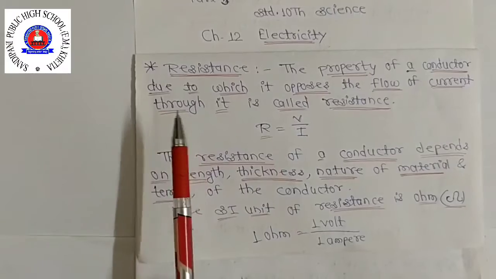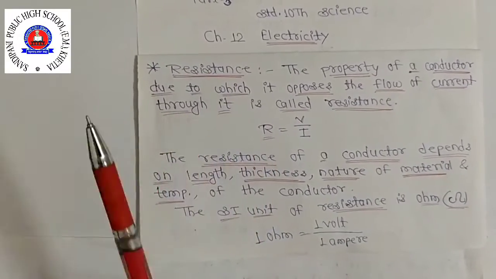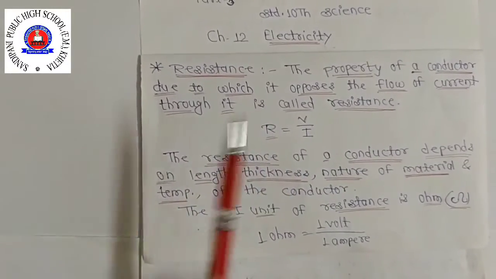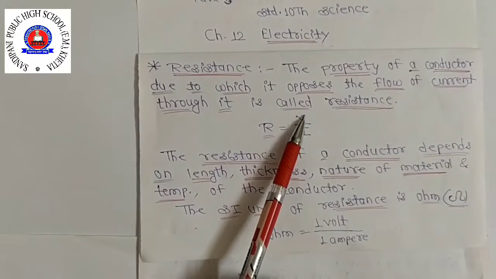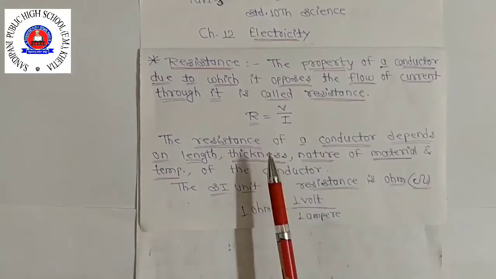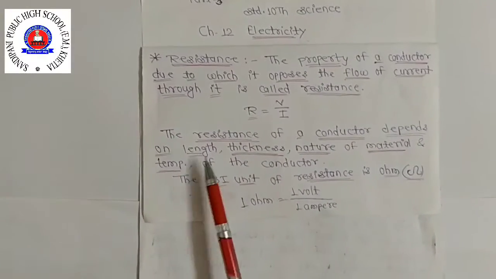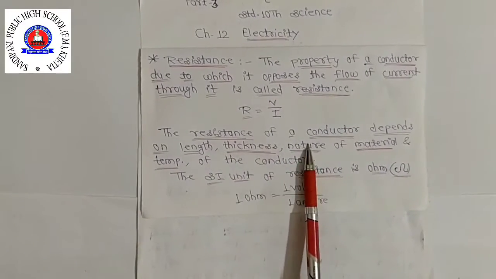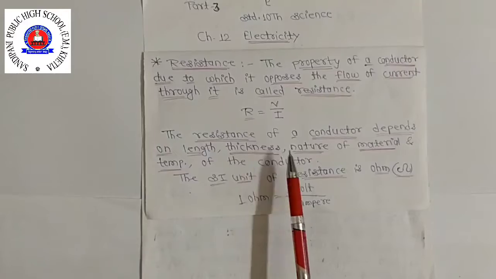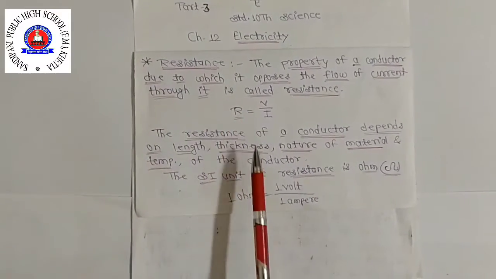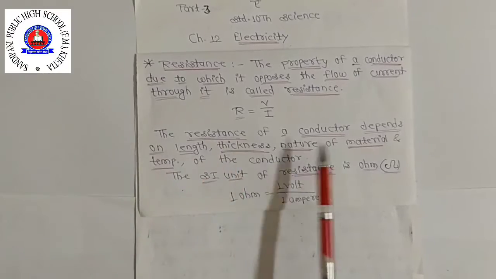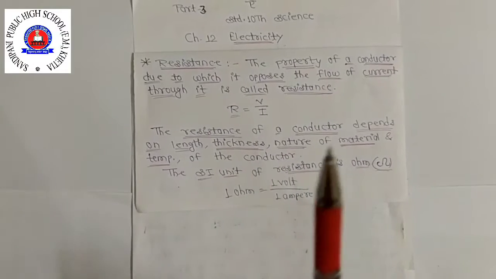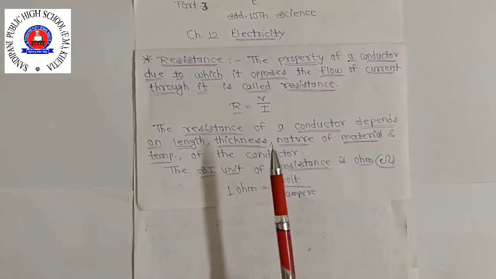The resistance of a conductor is numerically equal to the ratio of potential difference across its ends to the current flowing through it. So resistance is equal to potential difference upon current. Resistance of a conductor depends on what? It depends upon the length, thickness, nature of material and temperature of the conductor, because this is a property of that conductor.